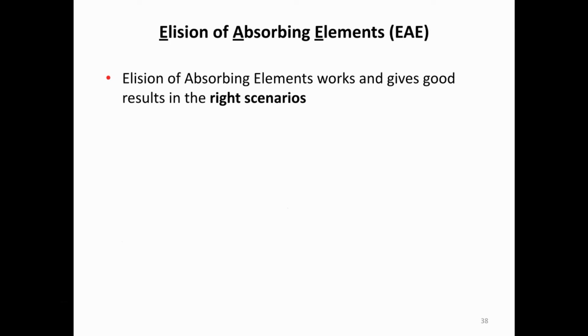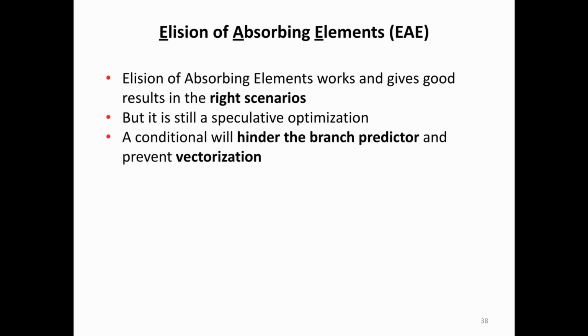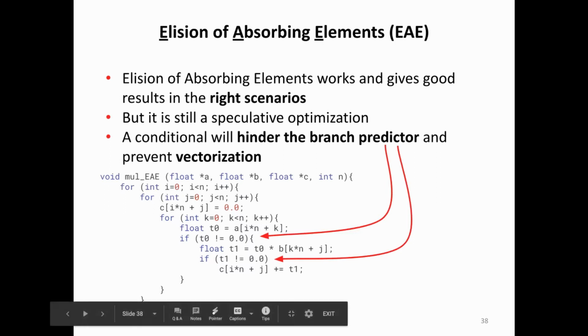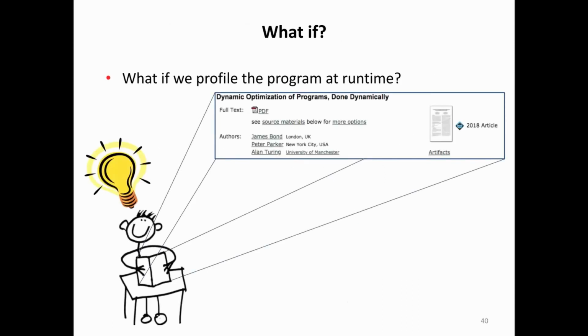So elision of absorbing elements works and gives good results in the right scenarios. But this is still a speculative optimization. And in this case, adding a conditional to the source code will hinder the branch predictor and will prevent vectorization from happening. So these two branches here will prevent the compiler from applying vectorization. So what if we add profiling information to the program so that the program can decide at runtime if it will execute the code with branches or the original code?